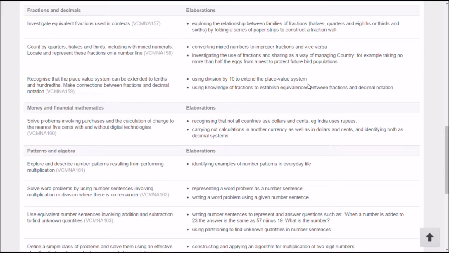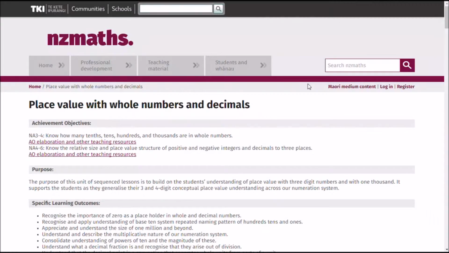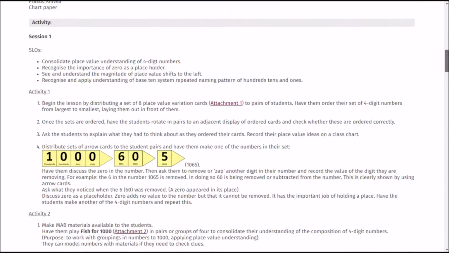If we look at level 3, it really focuses on place value of larger numbers and simple fractions. Level 5 and 6 go into decimals beyond hundreds and operations. We're going to look at lesson 5 within this unit.